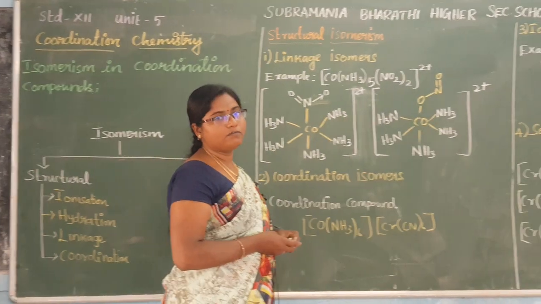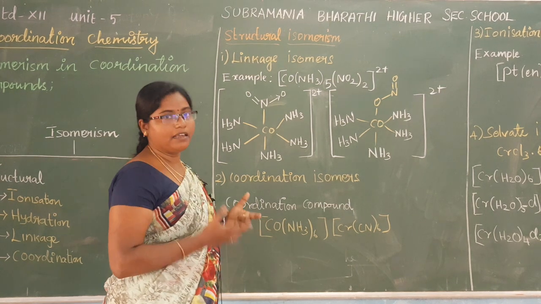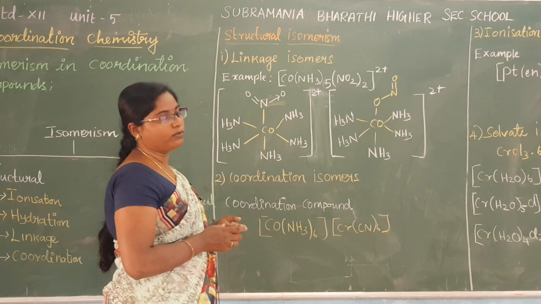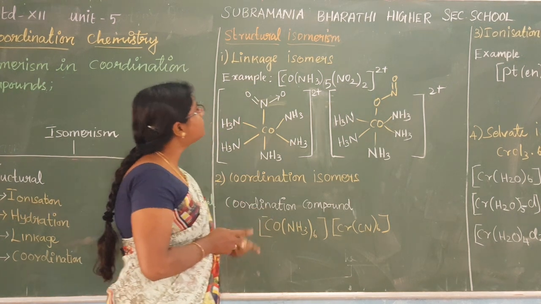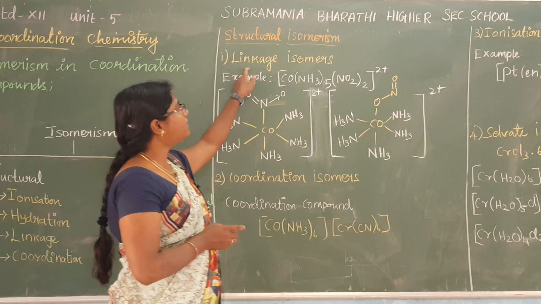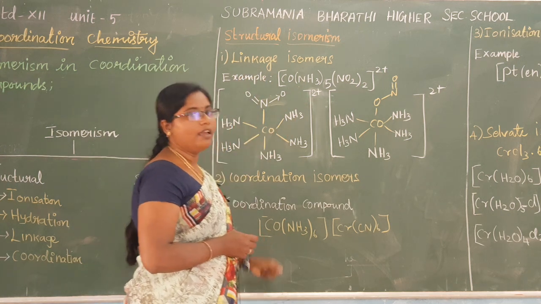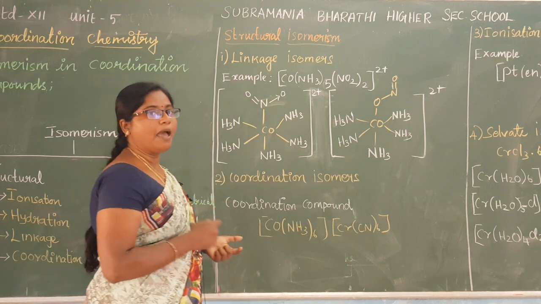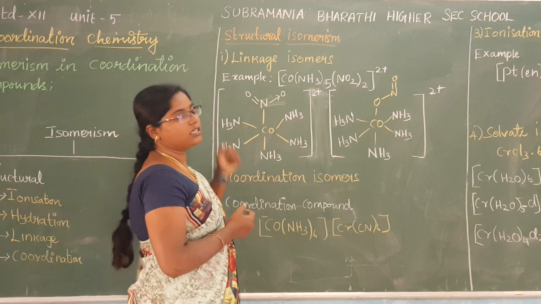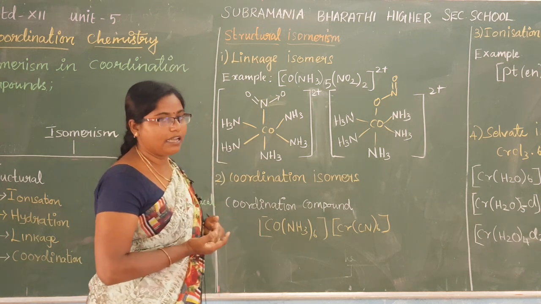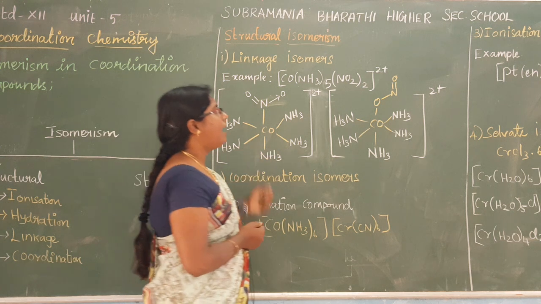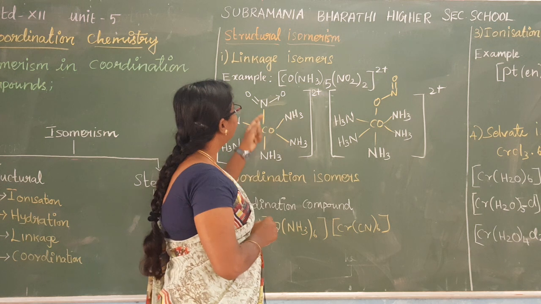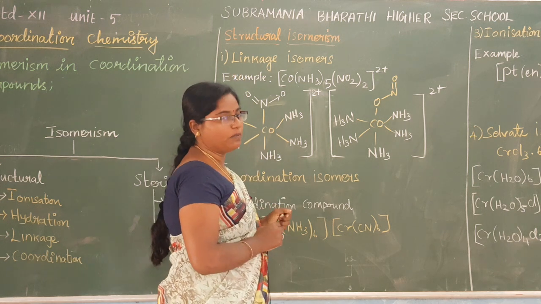What are structural isomers? This type of isomerism arises when there is a difference in the structures of the coordination compounds. So let us discuss the types of structural isomerism. The first one is linkage isomers. What are linkage isomers? This isomerism arises when an ambidentate ligand approaches the central metal atom. What is an ambidentate ligand? You should know that to find out what linkage isomerism is.